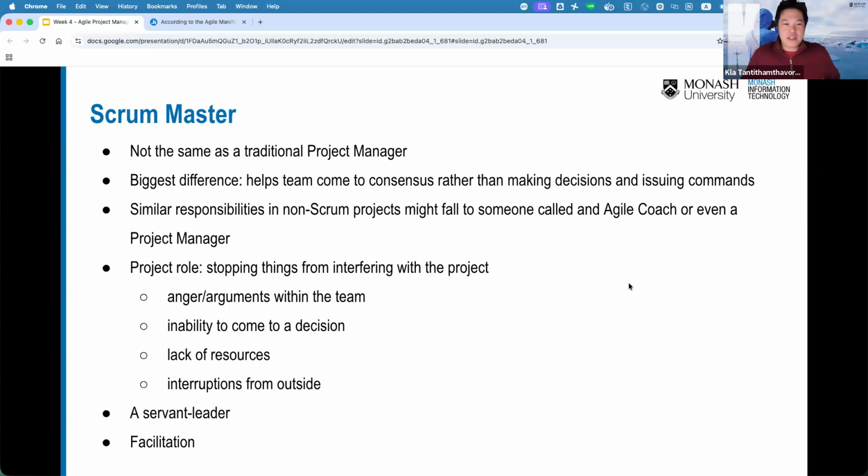Project role: stopping things from interfering with the project. Sometimes when you work as a team, some team member could be emotional, that kind of thing, and the Scrum Master may be the right person to step in and help clear the air within the team, making sure the team can move forward. So basically, they should act as a servant leader or a facilitator. They don't manage the project at all.